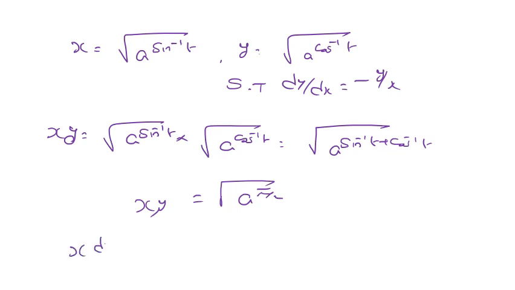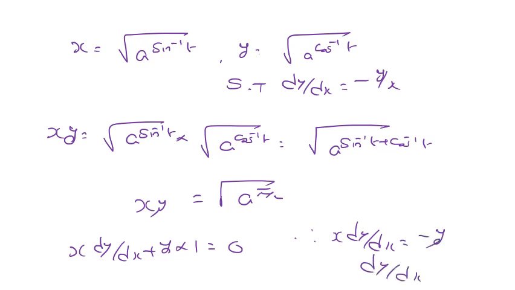Now xy is equal to root of a raised to pi by 2. You differentiate: x into dy by dx plus y into 1 is equal to 0. Therefore, x dy by dx is equal to minus y, so dy by dx is equal to minus y by x.